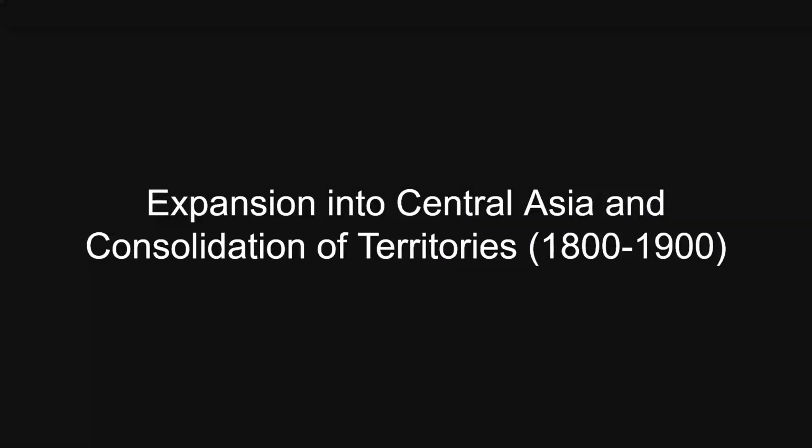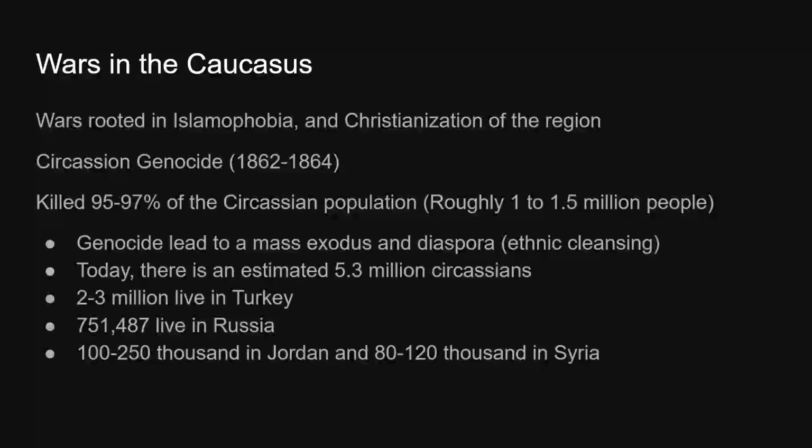The last segment, from 1800 to 1900, will discuss Russia expanding into Central Asia and consolidating its territories. Specifically, we're going to be discussing the further consolidation of territories, Russification. This is the peak of Russification. Russia conducted a collection of wars for conquest and Christianization of the Caucasus.